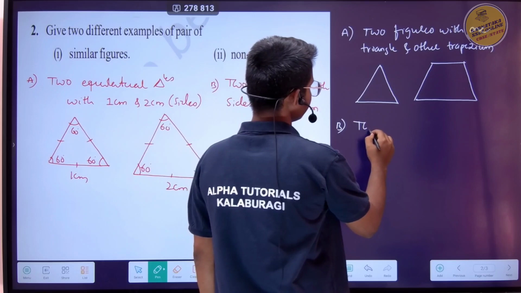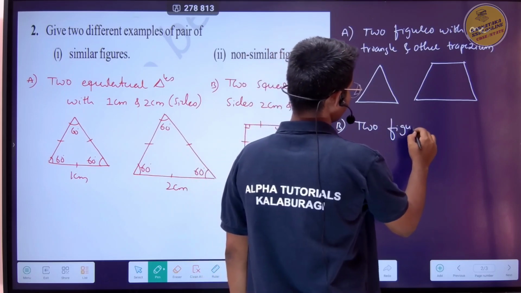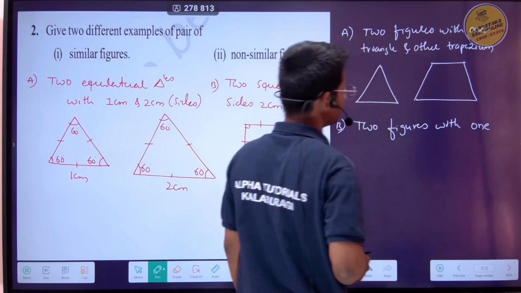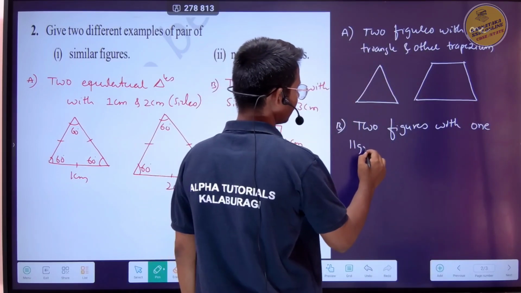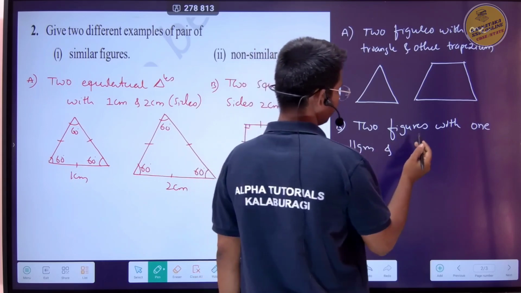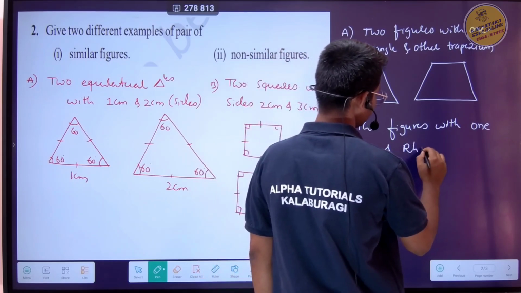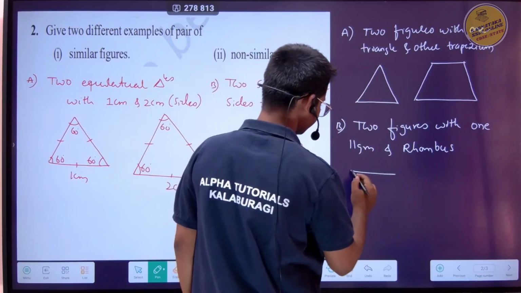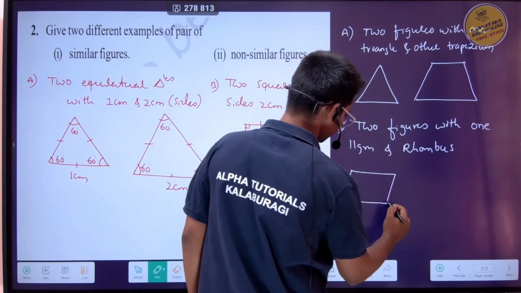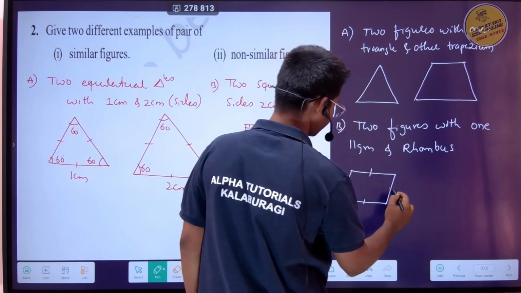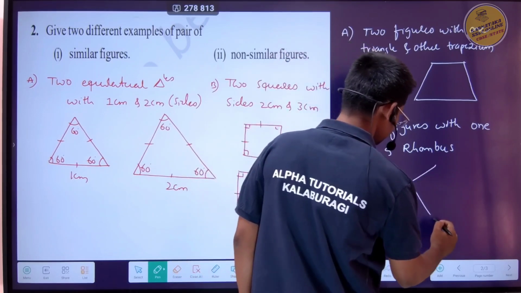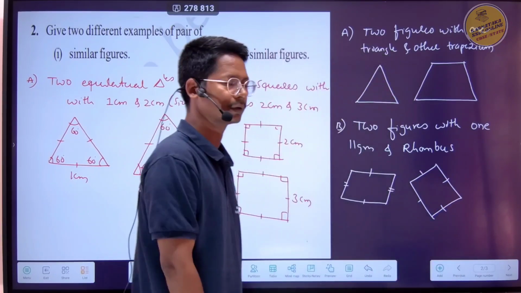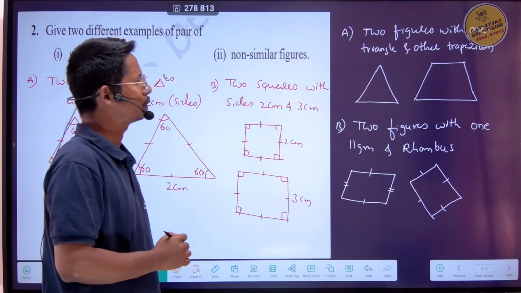One more example. Two figures: we will make use of a parallelogram and a rhombus. In a parallelogram, opposite sides are equal, and in a rhombus, all sides are going to be equal. So they are the examples for non-similar figures.